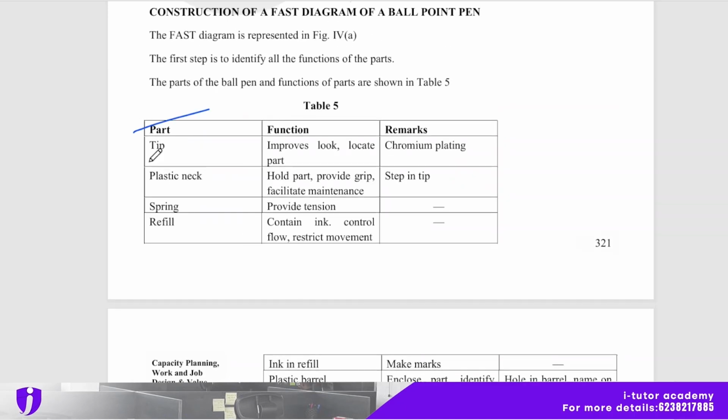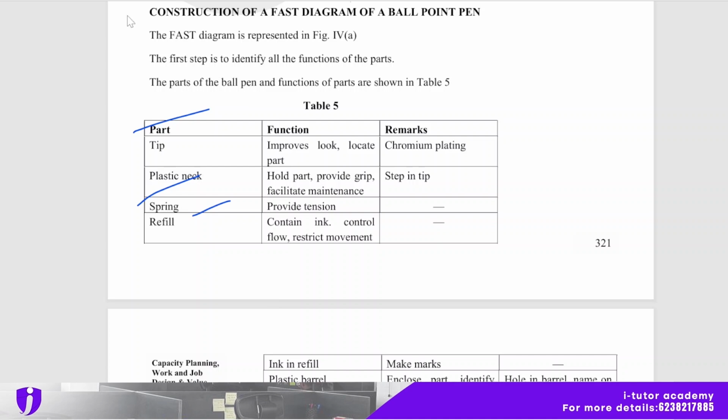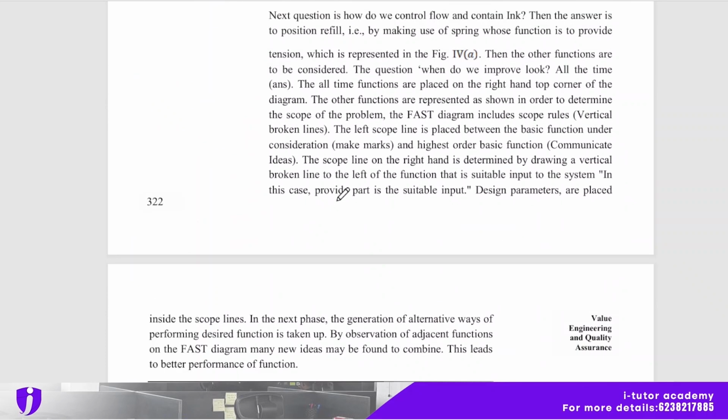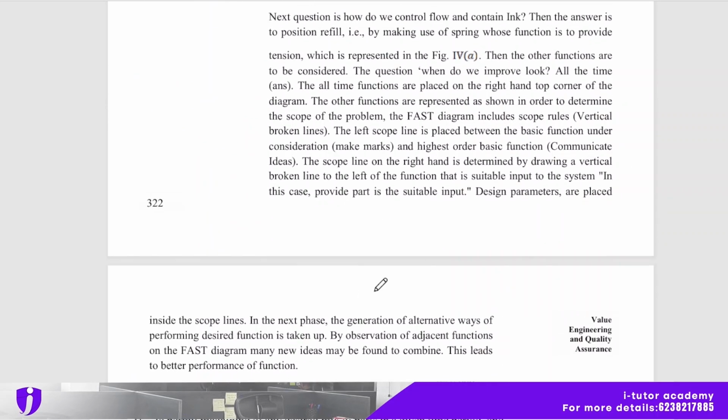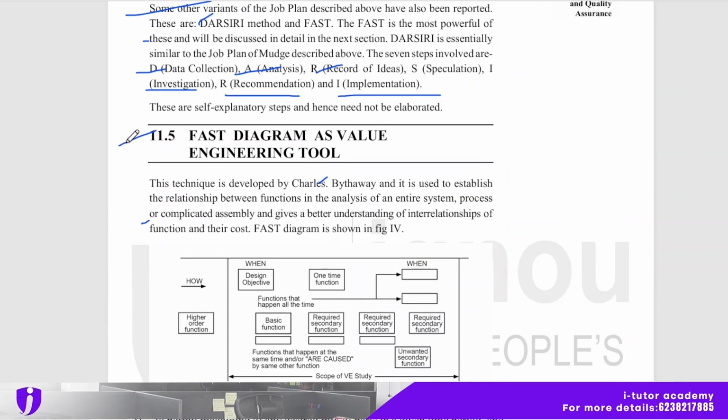The parts are tip, and functions are improve look, locate part; chromium plating, that is a remark; and plastic neck, spring. You know what a ballpoint pen is, right? Refill, ink fill and plastic barrel are there. These are the parts of one ballpoint pen. Based on that, this is the diagram for that. Please go through your IGNOU study material also, MMPC 009, Unit 11, subsections 4 and 5. Just refer to your study material along with this video, then it will be more clear.